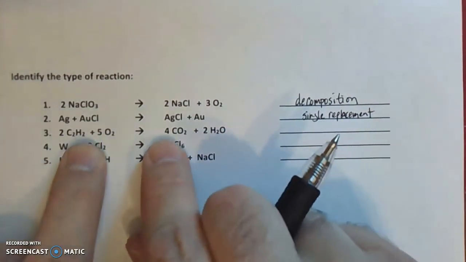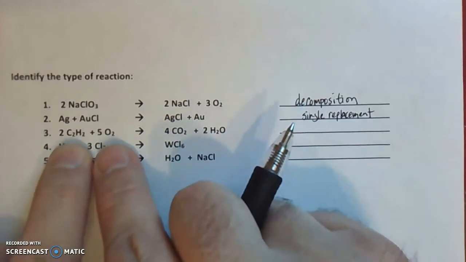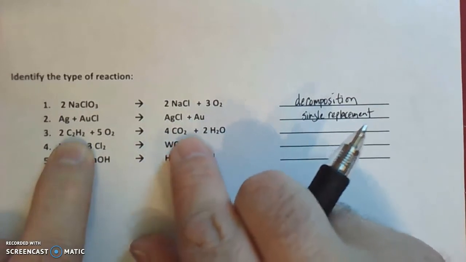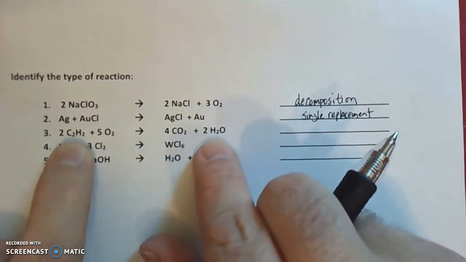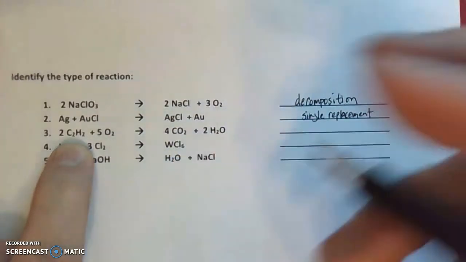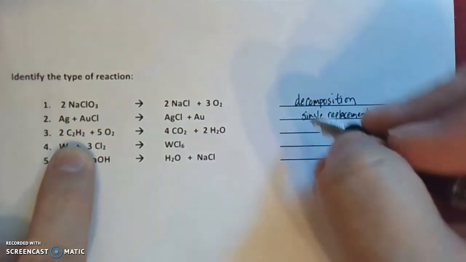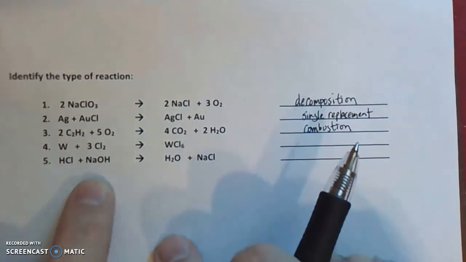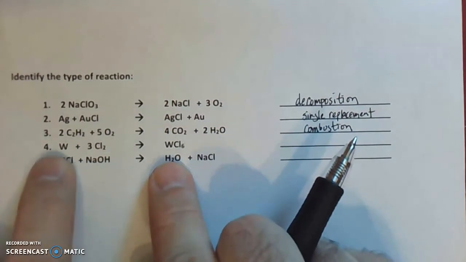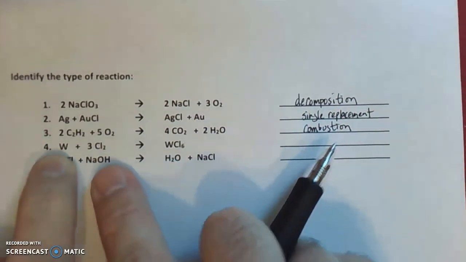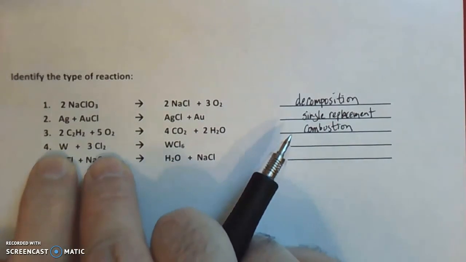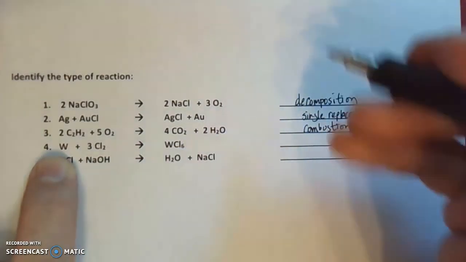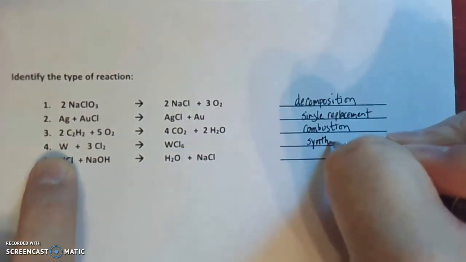The third example, we have something with some C's and H's plus oxygen, and we get carbon dioxide and water. A compound that has C and H in it is a hydrocarbon, so this must be combustion. Our fourth example, W, that's an element. Cl2, that's an element. So we have two elements, and we're getting tungsten chloride, a compound. Two things to one. That looks like a synthesis.